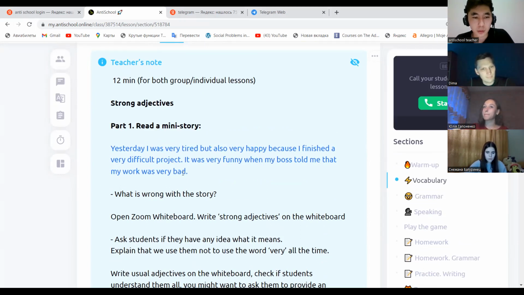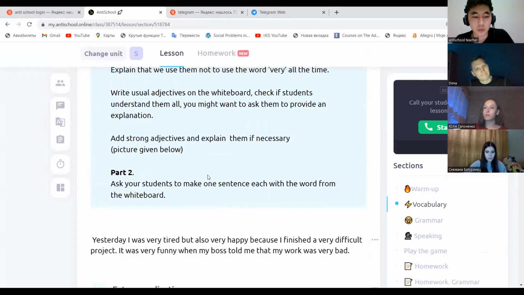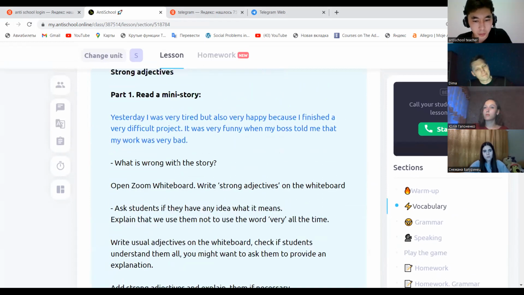And as we know, it's not good to use "very" all the time. We need other words, and when we don't use "very", we use strong adjectives. Strong adjectives look like this, and we also call them extreme adjectives. Okay, give me 1 minute.